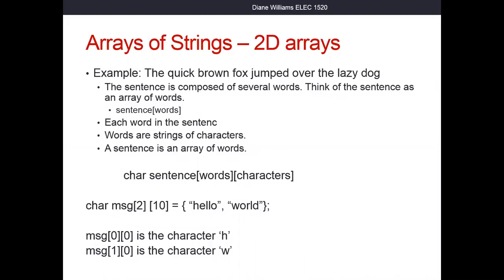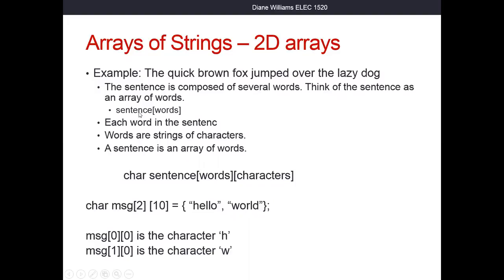And if you want to equate strings into words and characters, or a sentence, we can break a sentence down into different words. In this example, we see the quick brown fox jumped over the lazy dog. The sentence is composed of several words. So if you think of each one of these as an individual string, or as an array of words, there's 1, 2, 3, 4, 5, 6, 7, 8 words.